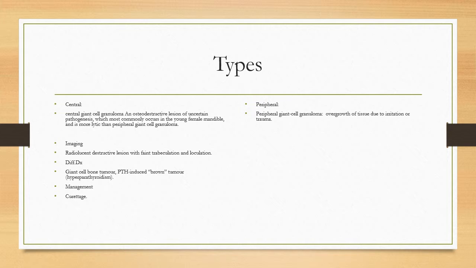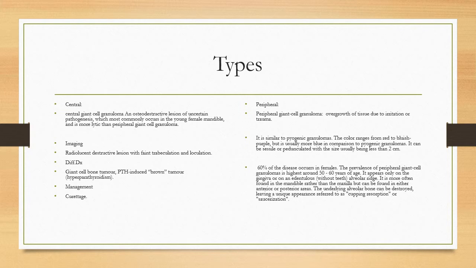Peripheral giant cell granuloma is an overgrowth of tissue due to irritation or trauma. It is similar to pyogenic granulomas. Color ranges from red to bluish purple, but is usually more blue in comparison to pyogenic granulomas. It can be sessile or pedunculated, with the size usually being less than 2 cm.